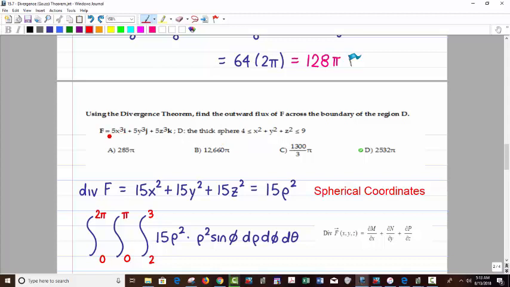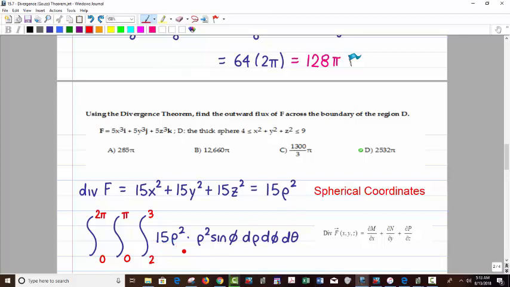Divergence, so the derivative of 5x cubed with respect to x will be 15x squared. 5y cubed with respect to y will be 15y squared. And 5z cubed with respect to z will be 15z squared. So 15x squared plus 15y squared plus 15z squared is 15 rho squared, because x squared plus y squared plus z squared equals rho squared. So we have 15 rho squared right here.